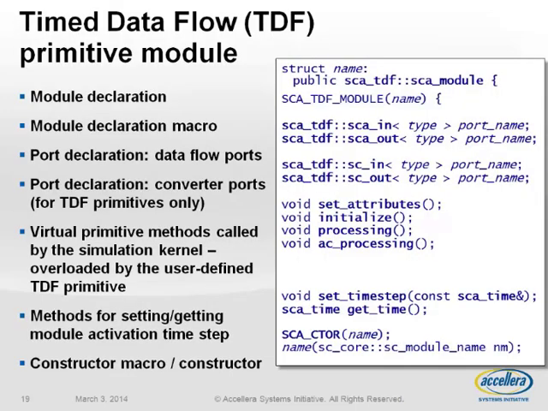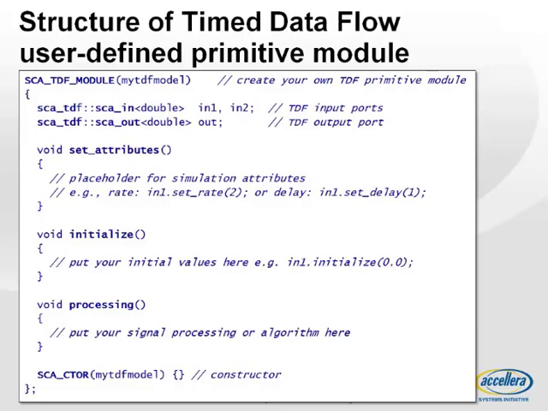What are the language constructs for describing the module? We have the module declaration. Its structure definition is a module name derived from the sca_tdf::sca_module base class. We have a macro for convenience. Then we have the ports, the TDF in ports and the TDF out ports, and we have the converter ports, TDF SC in and TDF SC out. Then we have the callback methods set_attributes, initialize, processing, and optionally also AC processing to provide behavior for the AC simulation.